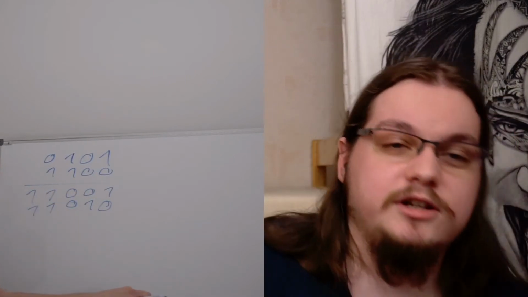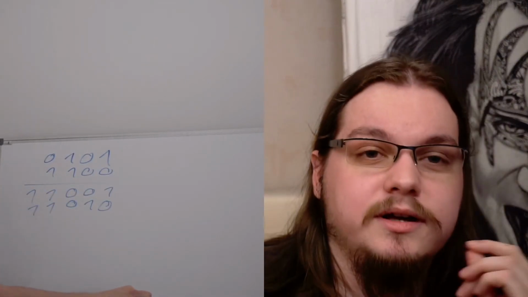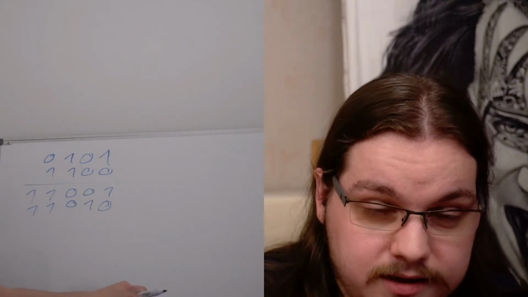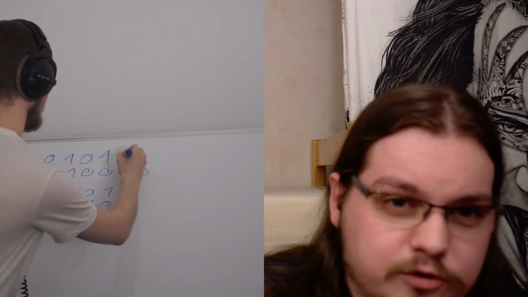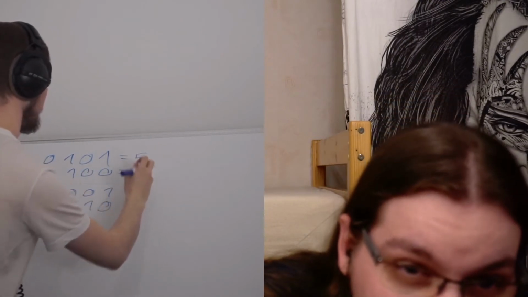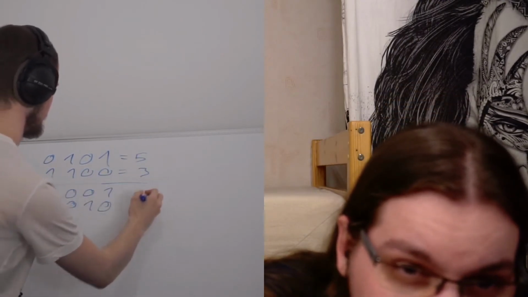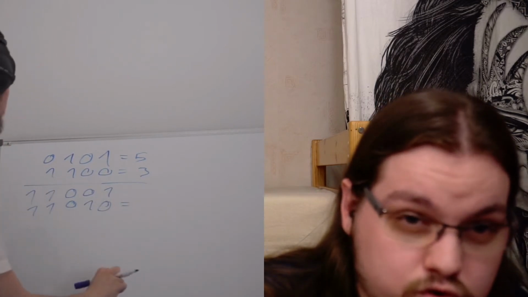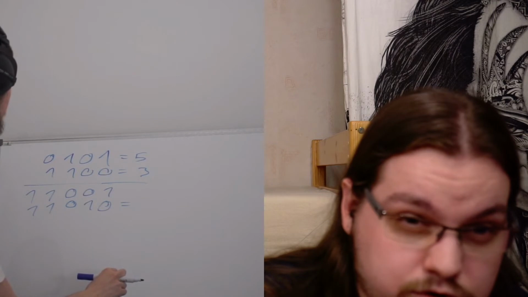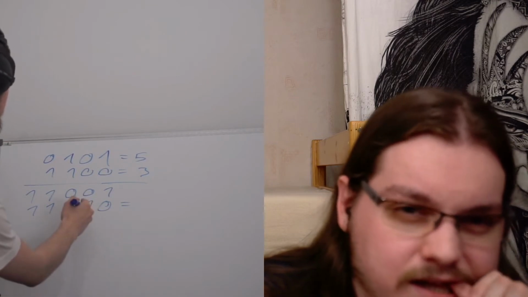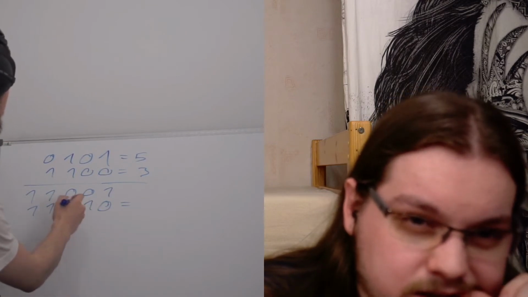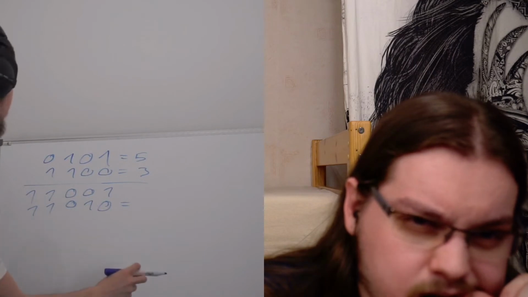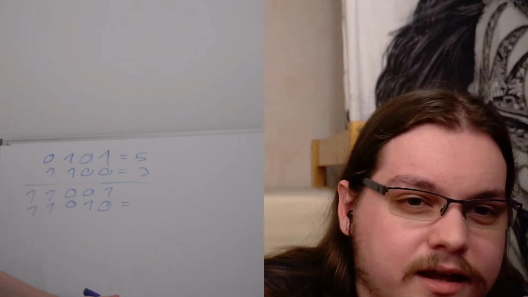And now we have to actually figure out what we just did there. So the number up top is 5, and the number below was 3. And when we subtract that, we get 2. Wait. Oh no, okay, no. So yes. Something is wrong with our math.